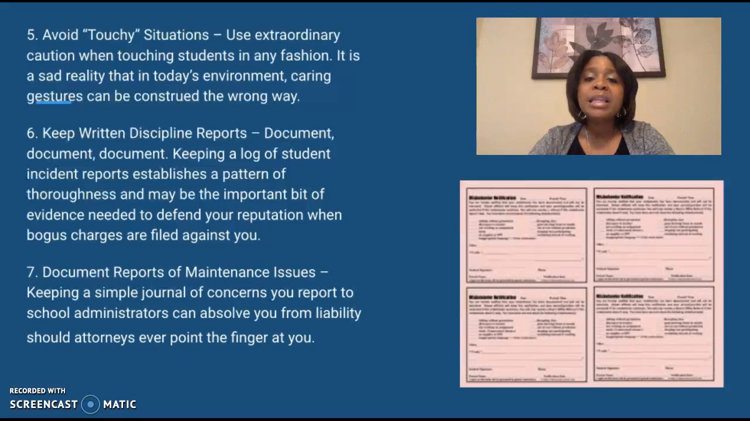6. Keep written discipline reports. Document, and document. Keeping a log of student incident reports establishes a pattern of thoroughness and may be the important bit of evidence needed to defend your reputation when bogus charges are filed against you. 7. Document reports of maintenance issues. Keeping a simple journal of concerns you report to school administrators can absolve you from liability should attorneys ever point the finger at you.